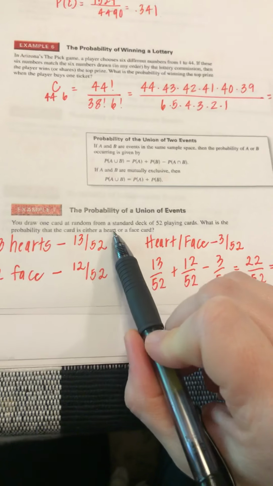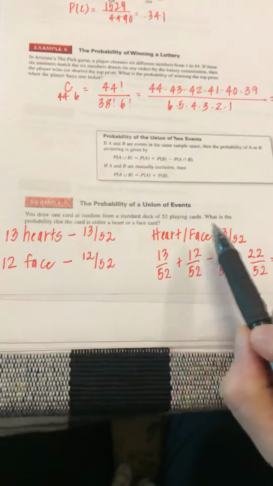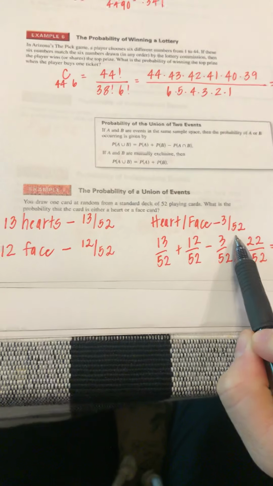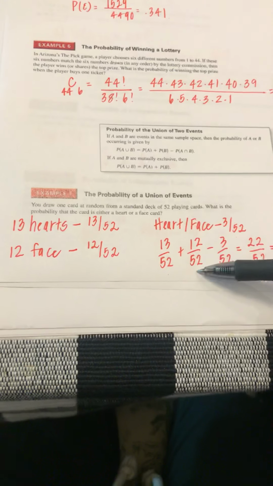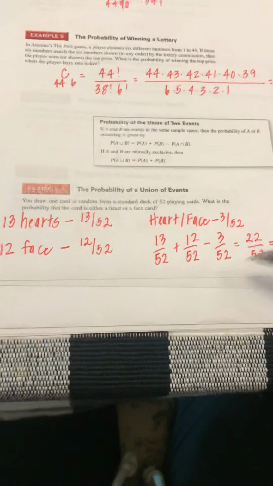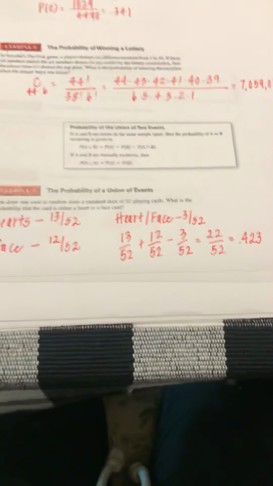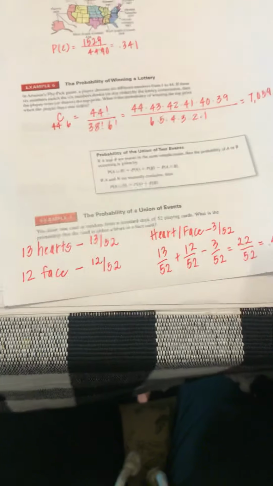Now, you could have a heart card that is also a face card. So there are 3 of those. So if I add up, I have 13 hearts, 12 face cards, minus the ones that are both hearts and face cards gives me this number. If you have questions about decks of cards, feel free to call me and I'll help you out.